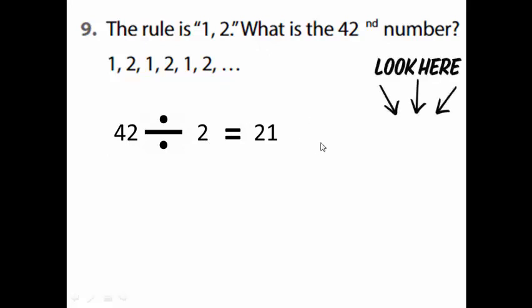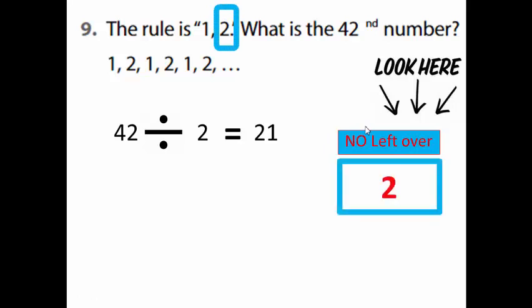So right here, look, no leftover. So it will be the last number. We said the last number or the last shape. If you don't have a leftover, it will be 2. Which one will be number 42? It will be 2. Okay. And also, by the way, look here, the 1 is an odd number and this 2 is an even number, and 42 is an even number. So in this question it's easy to find that the number 42 will be 2.